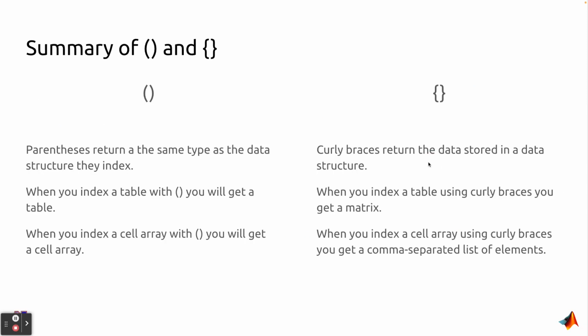In summary, parentheses return the same type as the data structure they index. When you index a table with parentheses, you'll get a table. When you index a cell array with parentheses, you get a cell array. Curly braces return the data that's in the table as a matrix. So you can use the curly brace information to go into functions.